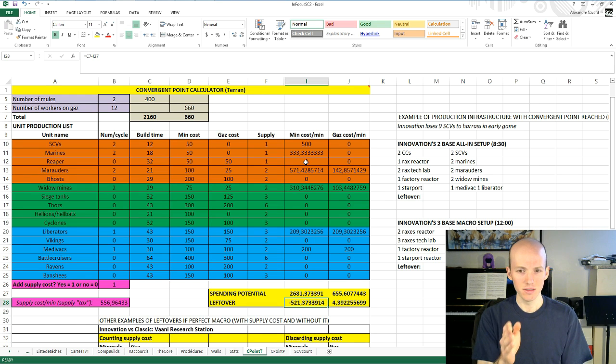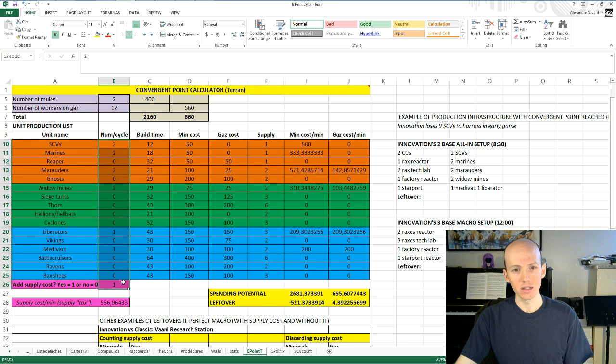You see that this negative figure here of minus 521 just shows us that even on a perfect 2-base saturation, Innovation just wouldn't even have the income he needs in order to have a perfect macro production of 2 SCVs, 2 marines, 2 marauders, and so on.